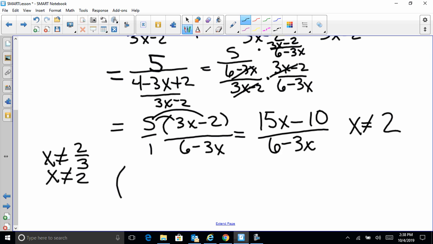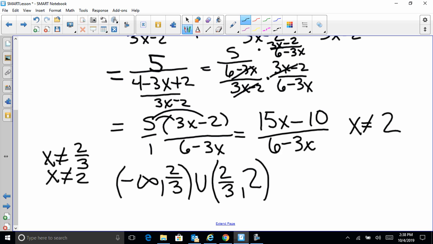So my domain is negative infinity all the way up to 2/3. Can't be 2/3. Then I can be anything between 2/3 and 2. I can't be 2/3 and I can't be 2, but I can be everything else. And then I can be anything from 2 up. So that is our domain of that composition.